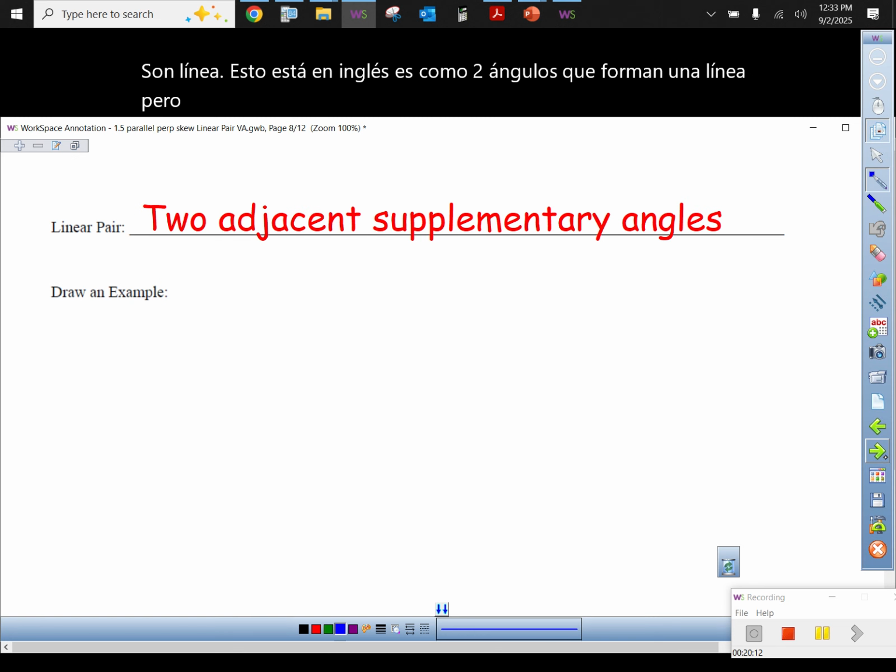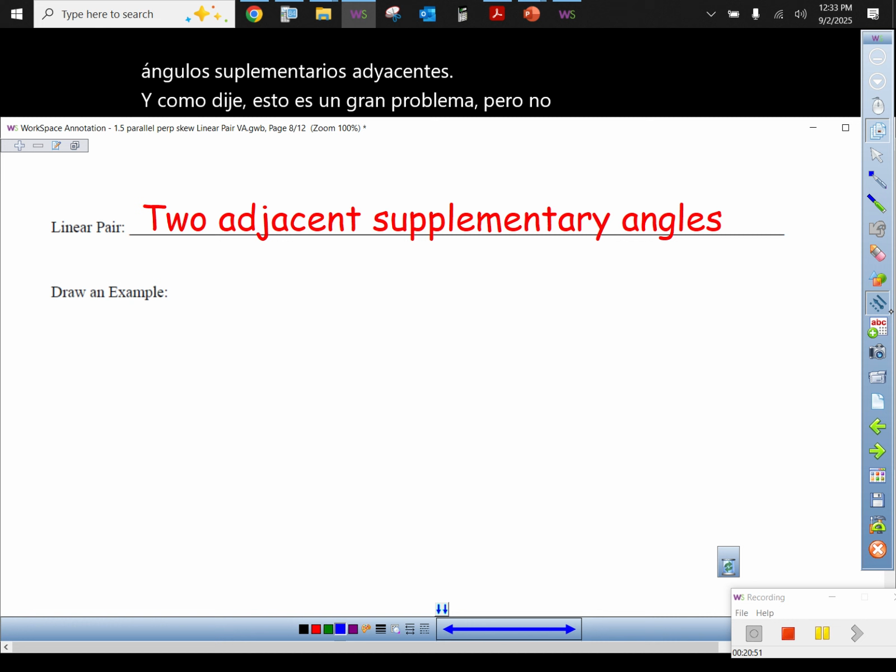But here's the official definition. Two adjacent, we've got to spell that right also, so I'll spell it for you. Two adjacent, A-D-J-A-C-E-N-T. Two adjacent, timeout, what does that mean? Touch or no touch? They've got to touch. So two adjacent supplementary angles, help me with that, adds up to 180. Two adjacent supplementary angles. And like I said, this is a big deal, but they're not that complicated.